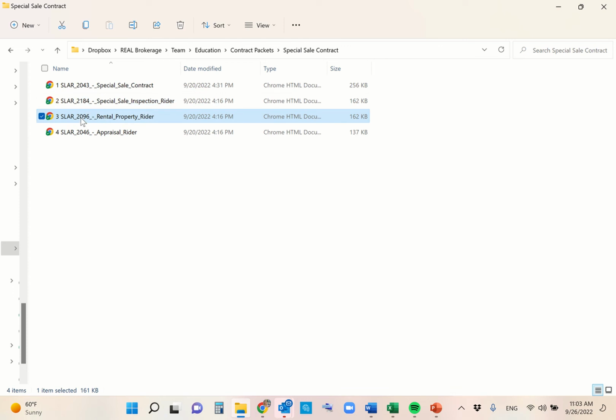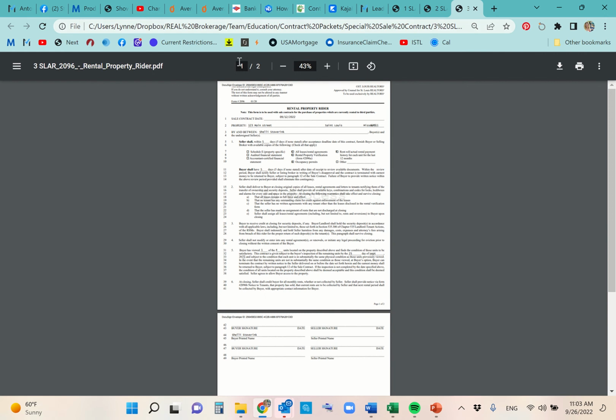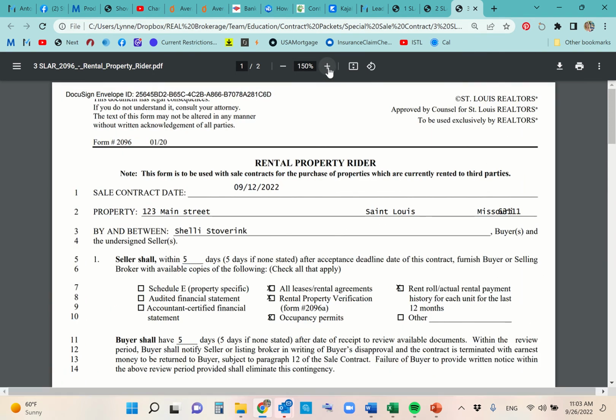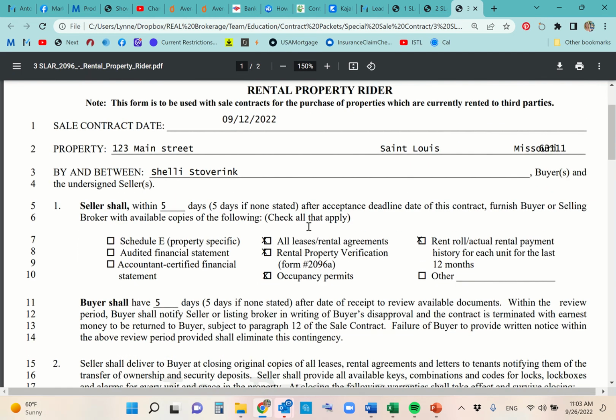Next is the rental property rider. Again, this is only when you've got an occupied unit, or maybe, I do this every time, I don't know why that happens, maybe it's an empty building but was recently rented, and so you might try to get some of this stuff from the seller, but generally speaking, you're only going to get it if it's occupied. The things that are checked are the things I typically check.